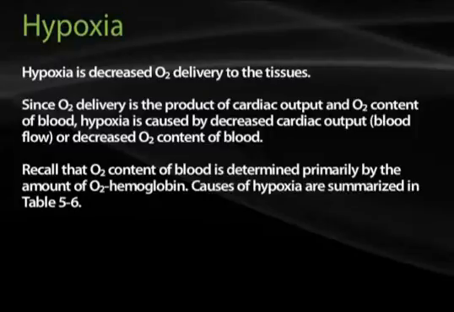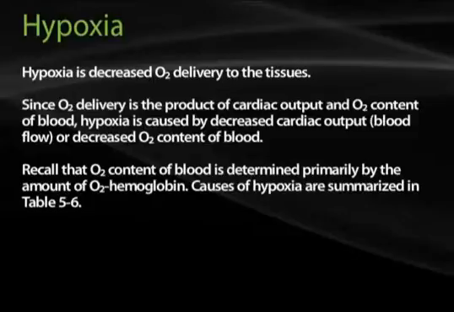Let's take this a step further. Hypoxia is decreased oxygen delivery to the tissue. Since oxygen delivery is the product of cardiac output and the oxygen content of the blood, hypoxia is caused by either a decreased cardiac output or a decreased oxygen content of the blood. Remember that the oxygen content of the blood is determined primarily by the amount of oxyhemoglobin. The causes of hypoxia are summarized in Table 5.6.